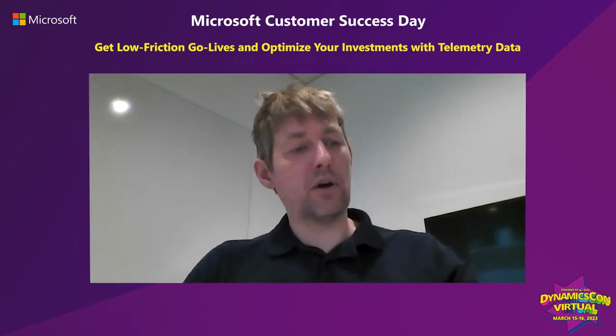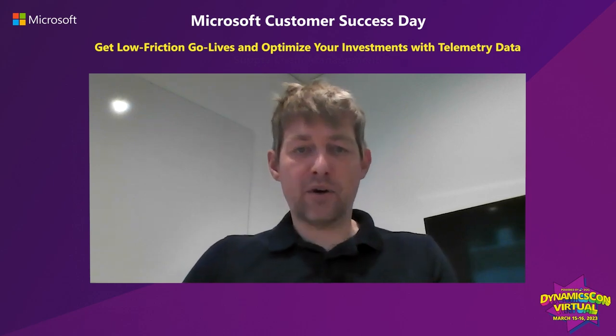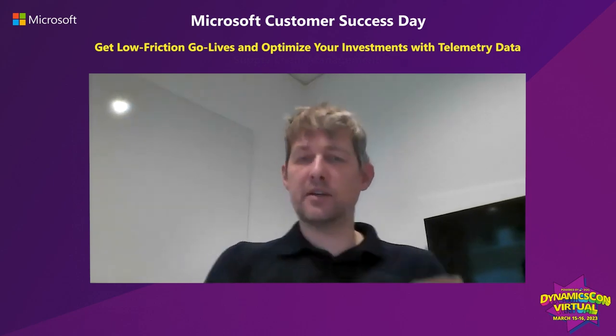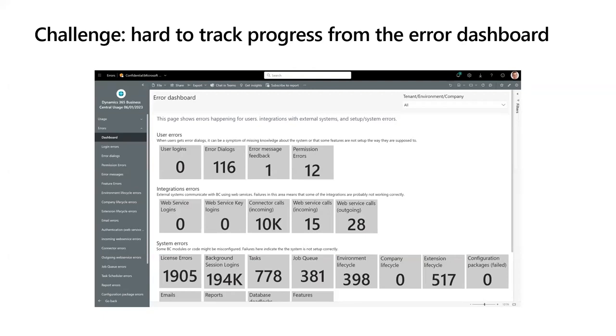All right, so let's recap on our go live. Actually, not yet, because if you think of this error dashboard, this is just showing you all the errors that are present, stored in telemetry, right? So for go live, if you want to drive these down, how do you actually track progress? Well, you could take screenshots of this, and every day you could see if numbers are changing, but that's not really the way you want to work as a project manager, project sponsor, or a partner.